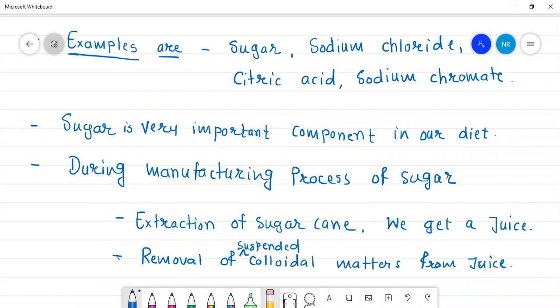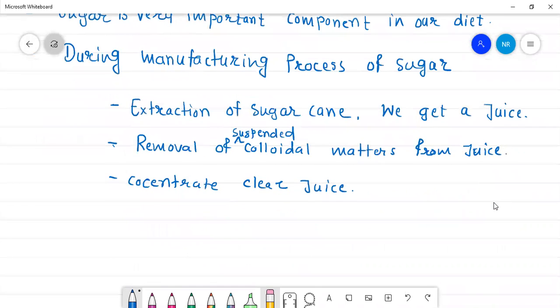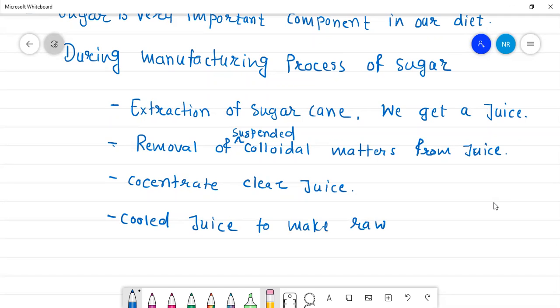Then what do we do? The industries concentrate this juice. It means that they make a very thick juice. They decrease the volume of the juice, and then they cool this juice to make raw crystallize.